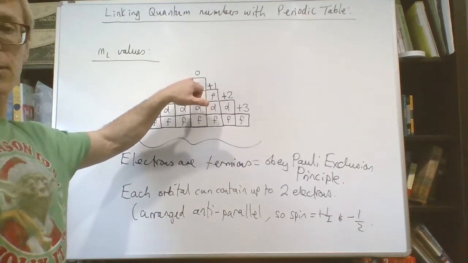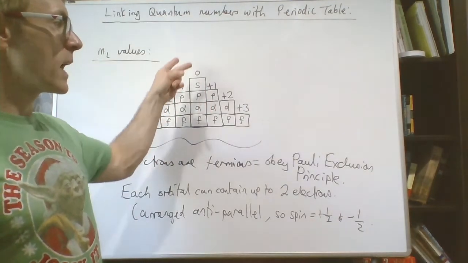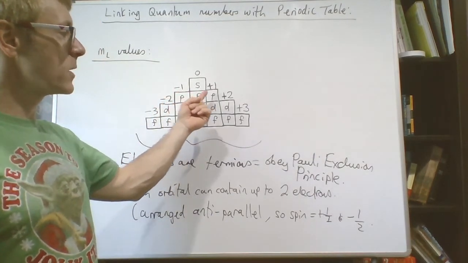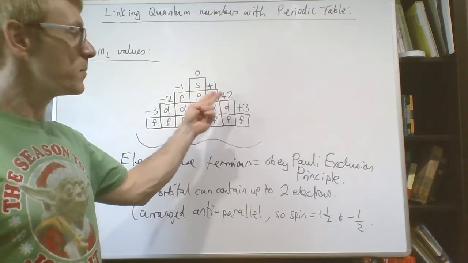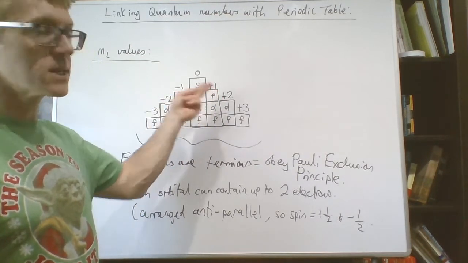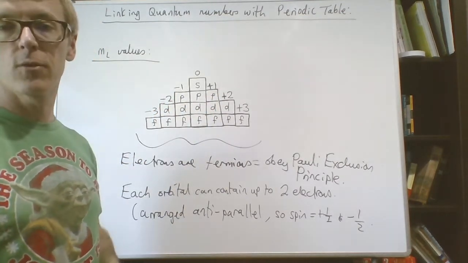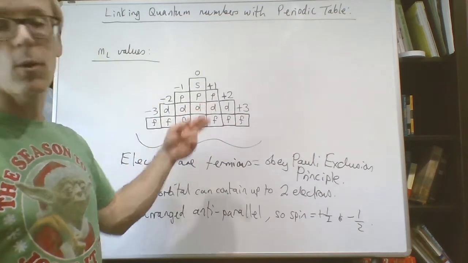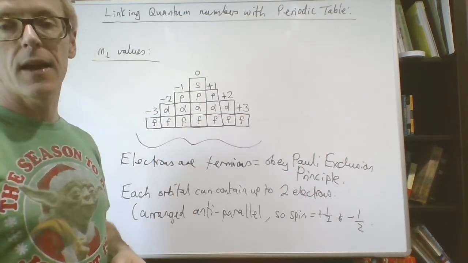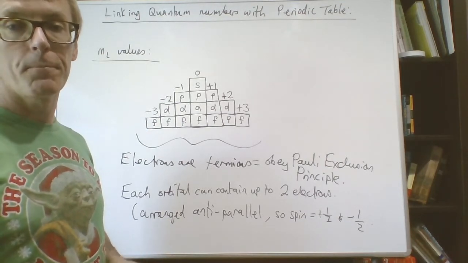So in the 1s orbital, we can have 2 electrons. So we have 2 groups in the s block in the periodic table. In each of these p orbitals, we can have 2 electrons. So that's 6 total, 6 electrons total. We have 6 groups in the p block. In each d orbital, we can have 2 electrons. That's 10 total, so there's 10 groups in the d block. And then finally, we can have 14 electrons in the f block.